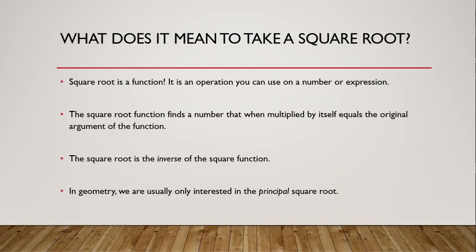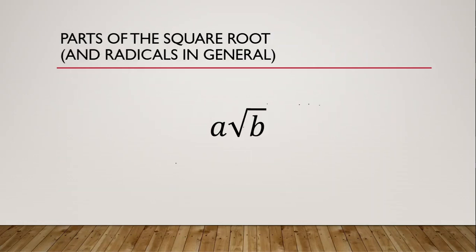And then in geometry, we are usually only interested in what's known as the principal square root. So in algebra, whenever you took a square root, you had plus minus. And that's totally correct. But in geometry, we're usually dealing with things like distances, side lengths, stuff like that. So we only really care about the positive square root. Unless you're told otherwise, just assume that you just want the positive square root in geometry.